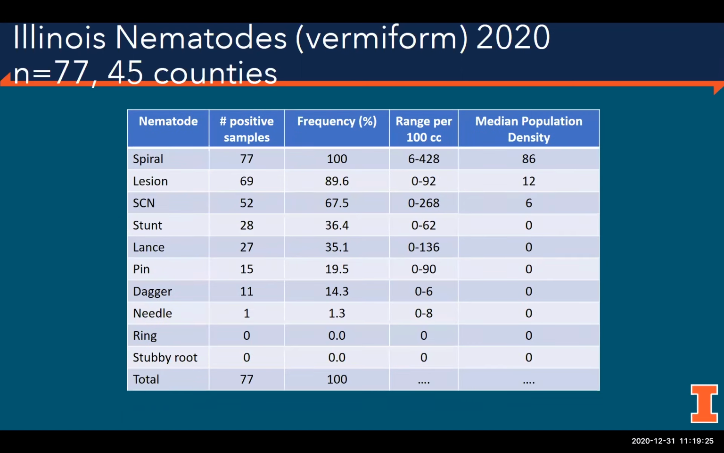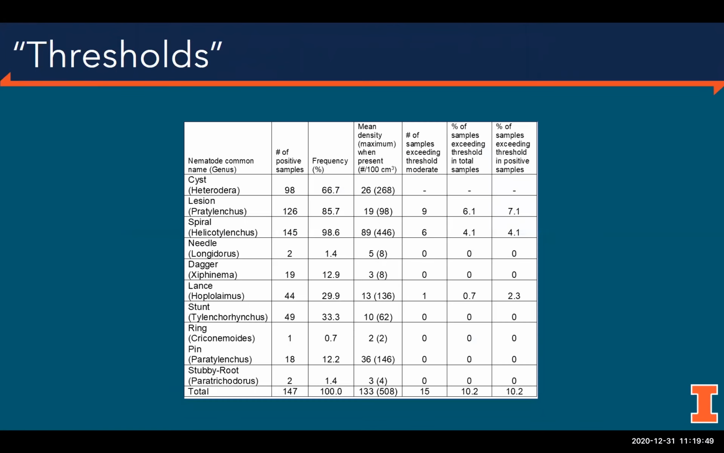In 2020, it's a similar thing again. We're seeing spiral and lesion and SCN, again, at relatively similar frequencies and a little bit of needle, but again, no root knot nematode, no sting nematode, but we do get a lot of these other guys. And the thing to keep in mind too is a lot of these nematodes are together in our fields. It's not like a field only has lesion. It's going to have lesion and spiral and lance or even more. And so there's always this question of the accumulation of nematodes in a sample and what that means for yield impacts.